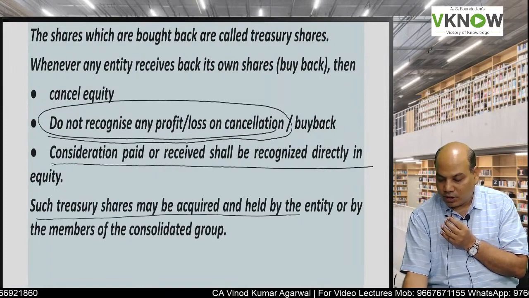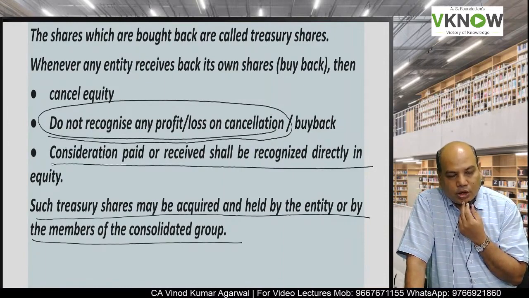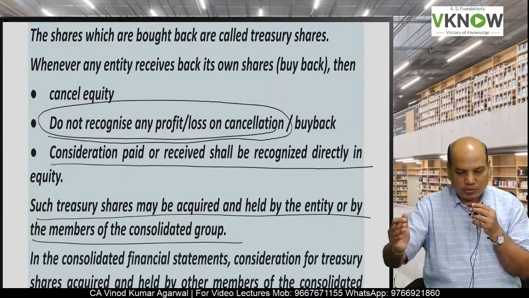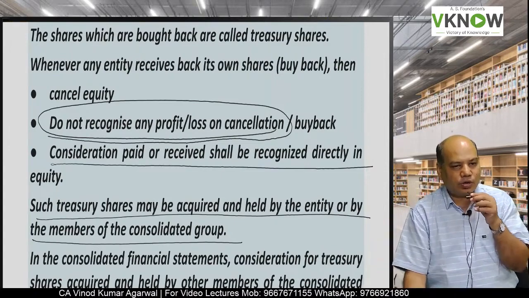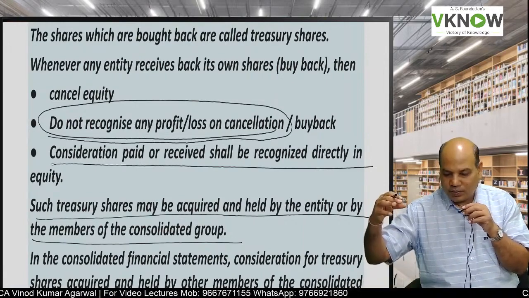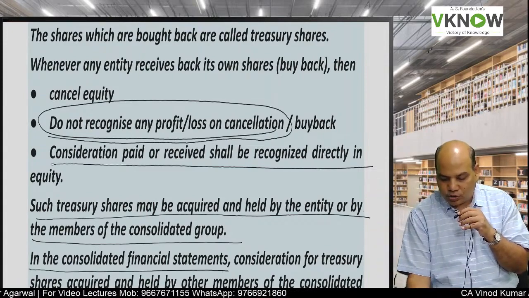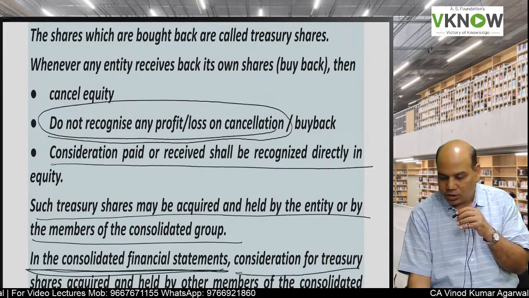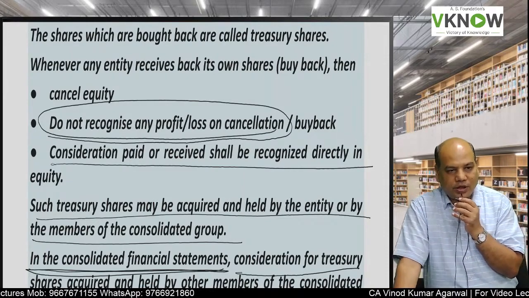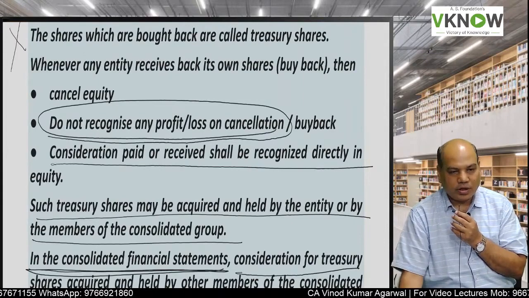Such treasury shares may be acquired and held by the entity or by the members of the consolidated group. Sometimes one group member may acquire share in another group member. Then at the time of consolidation, they will be cancelled. The investment in the equity share will be cancelled and the share capital will also be cancelled. So while preparing consolidated financial statement, consideration for treasury shares acquired and held by other members of consolidated group is deducted from equity. Institute has so far not asked question on treasury shares.